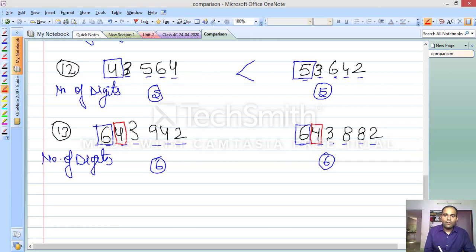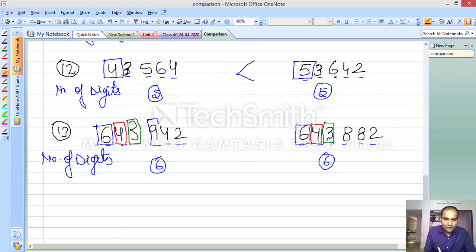Then we have to see the next number. Let's check the next number. Next number is 3. Here also the next number is 3. Same number, so we have to go on to the next number. Let's check the next number.